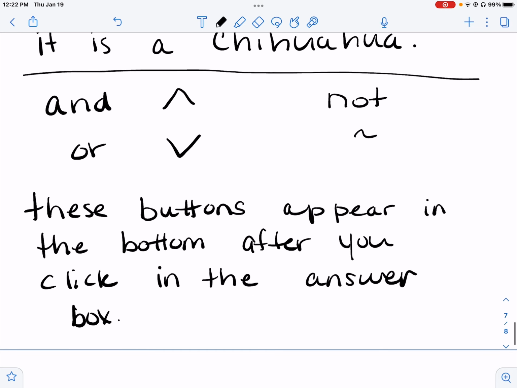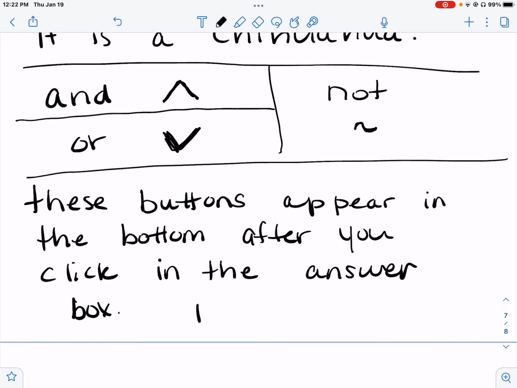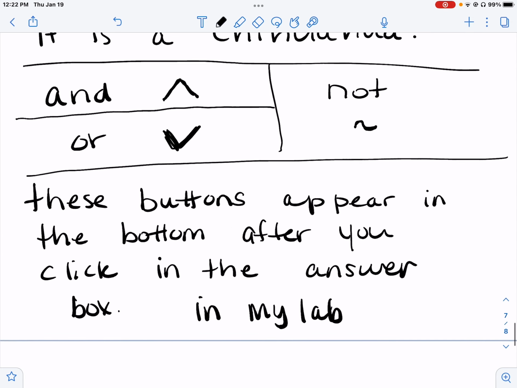So what are the symbols that we have? We have and, which looks like a V turned upside down; or, which is a V; and the squiggly means not. These buttons appear at the bottom after you click in the answer box in MyLab. Those will appear along the bottom as buttons you can select. And that's the end of this lesson.